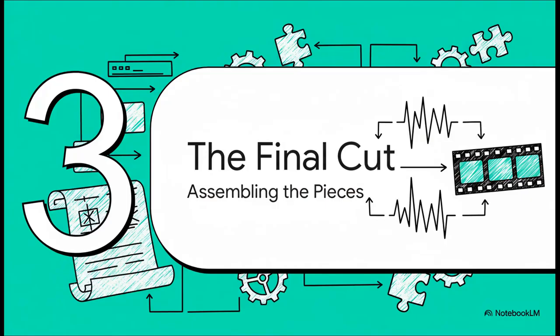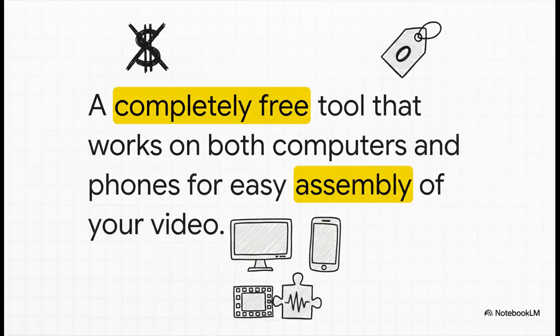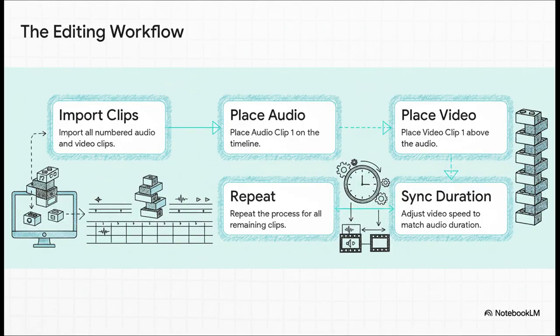So we have our blueprint. We have our audio clips all nicely numbered, and our video clips are numbered too. Now let's assemble everything in the final cut. For this part, we're going to use CapCut. It's fantastic, it's free, it works on both desktop and mobile, and honestly, its simplicity is perfect for this kind of workflow. The editing process is so straightforward.